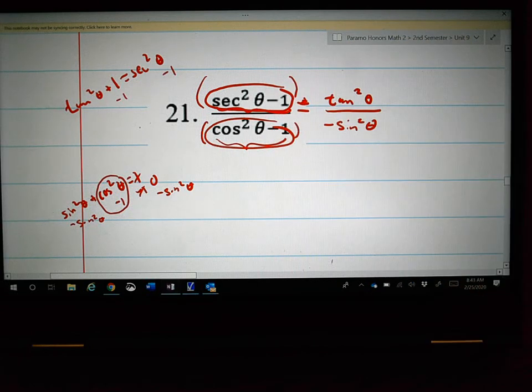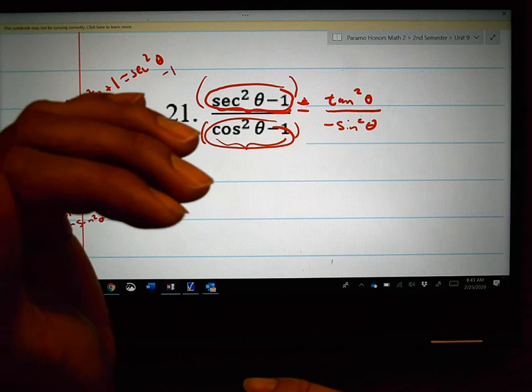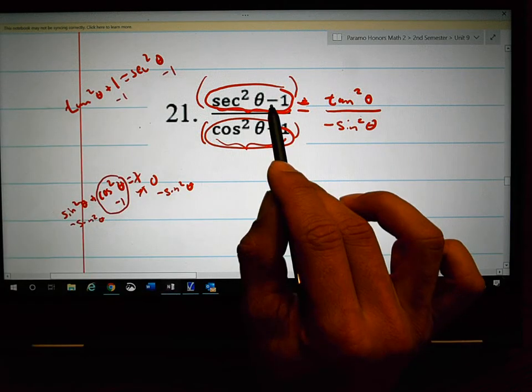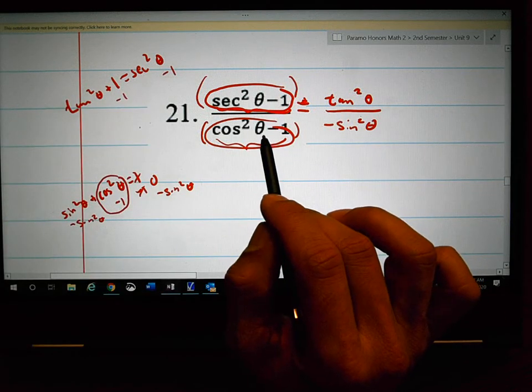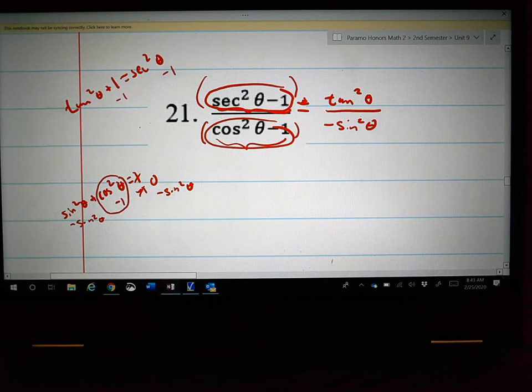Do not try to reduce top and bottom when there's adding and subtracting signs with them. I'm saying that for the record because I see that all the time. Now we're here.